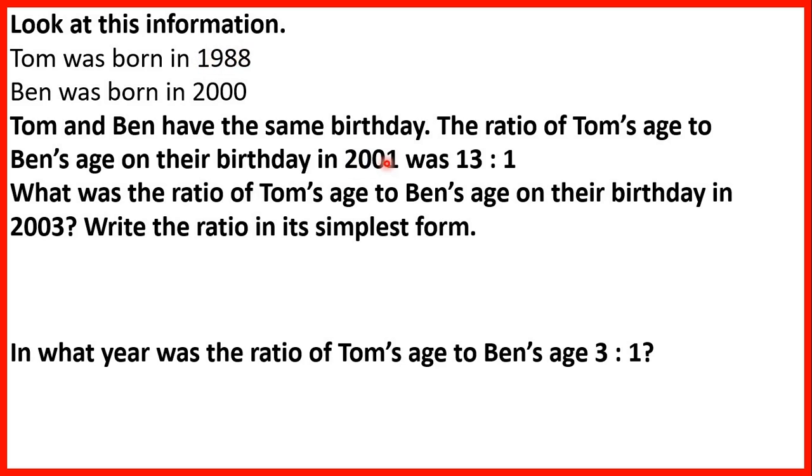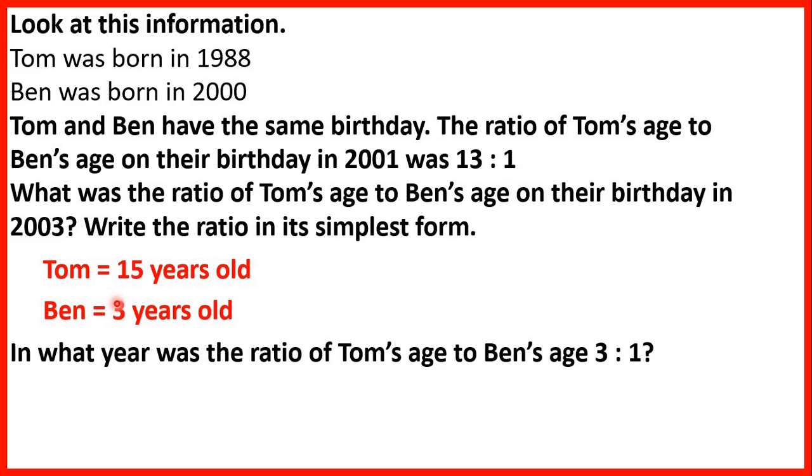So if Tom was born in 1988, that means in 2001 he was 13 years old, and if Ben was born in 2000, in 2001 he was 1 year old. So in 2003, that's 2 years later, Tom would now be 15 years old and Ben would now be 3 years old. So the ratio of Tom's age to Ben's age could be written 15 to 3.